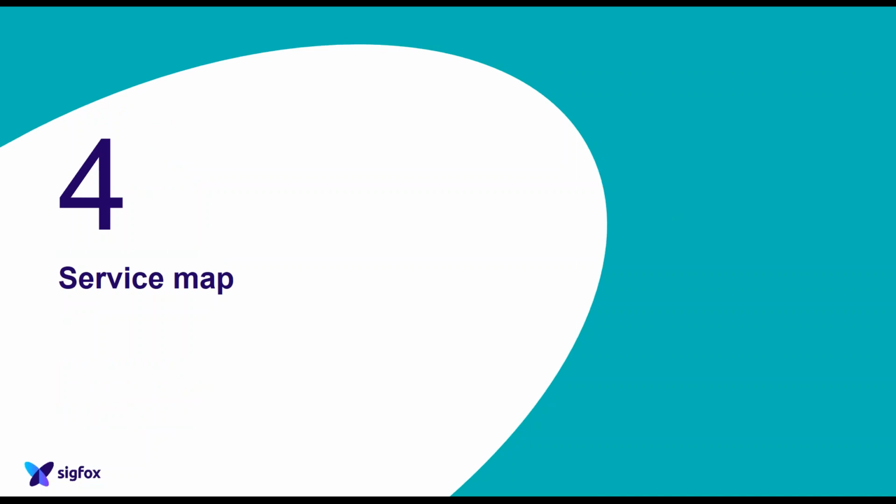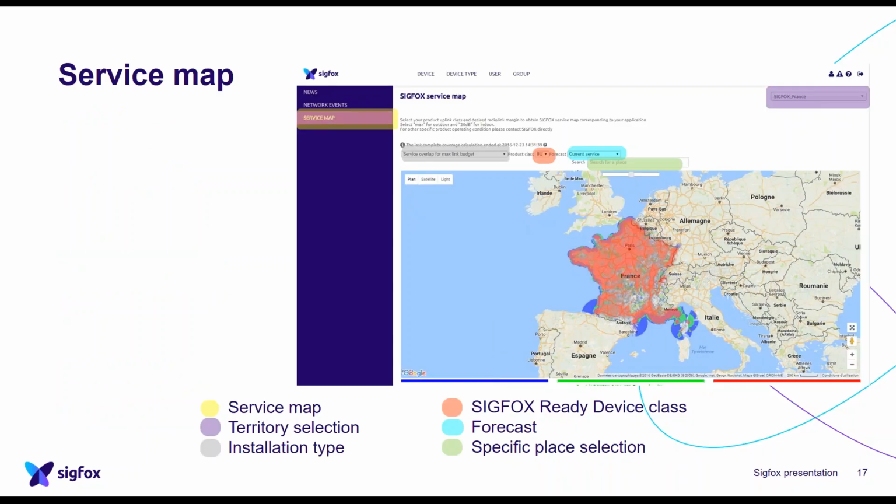One word about the service map. When you log into the Sigfox backend, you will have access to the service map that will allow you to see the coverage, the predicted coverage from your own SO. The way to access the service map is to click on the Sigfox logo and service map. Then you have the service map around here.